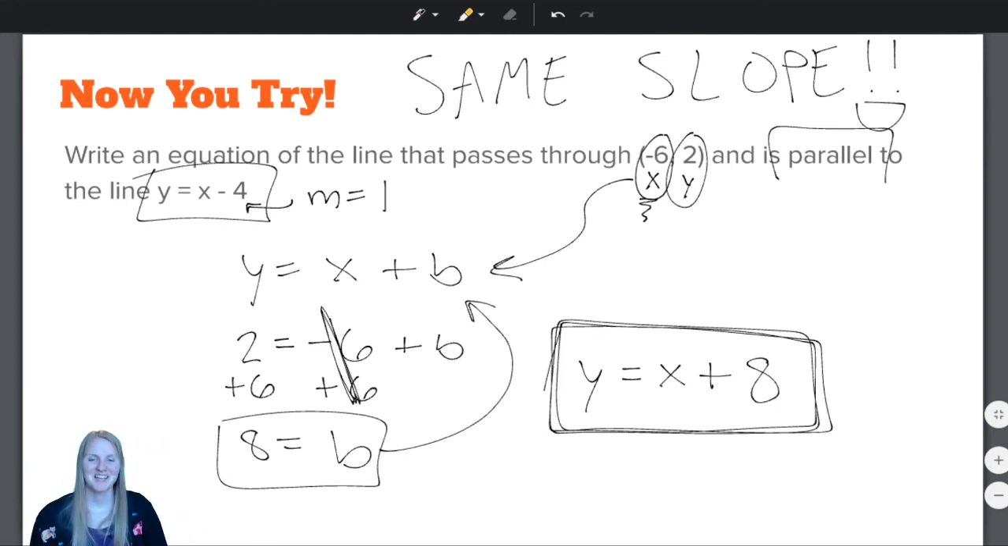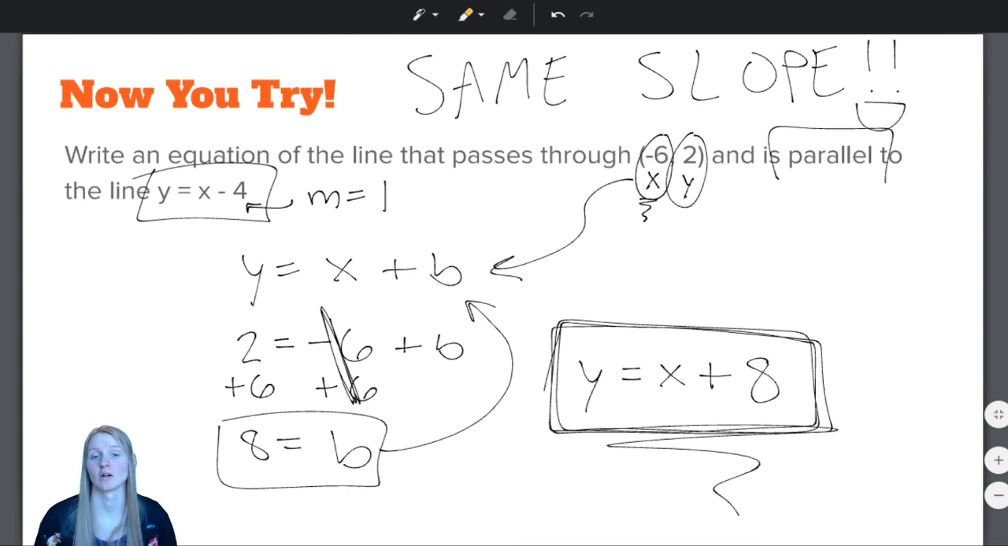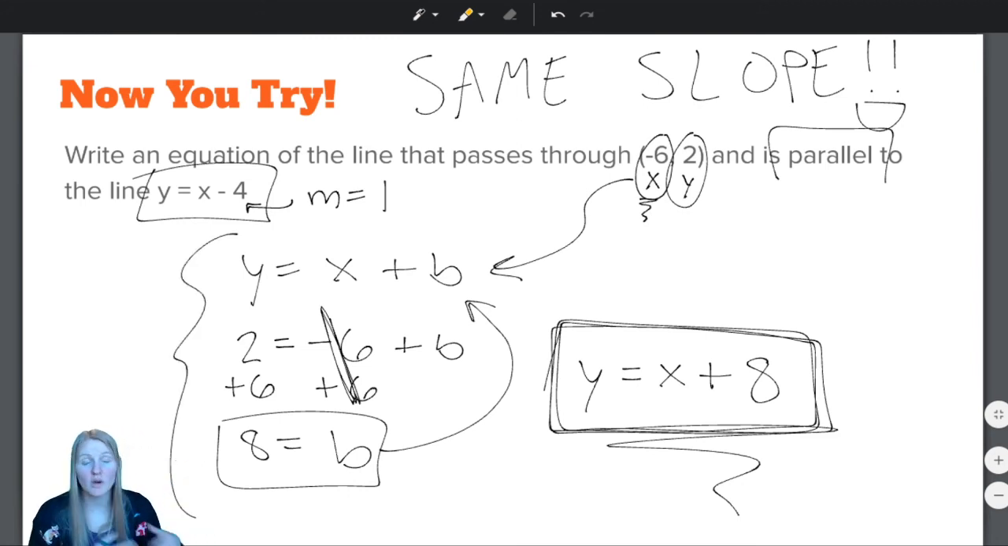Ta-da! If that's what you got, awesome. Yay, you are so ready to tackle your homework. And if you didn't get this, maybe ask a teacher what went wrong. Or if you can, look at my steps and compare them to yours and see where you went wrong. If you can find the mistake on your own, it grows your brain even more. But there's nothing wrong with asking a teacher or a friend for help.